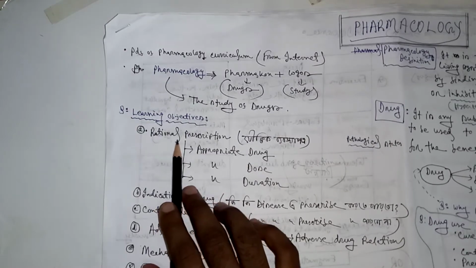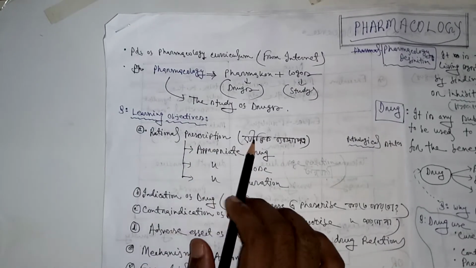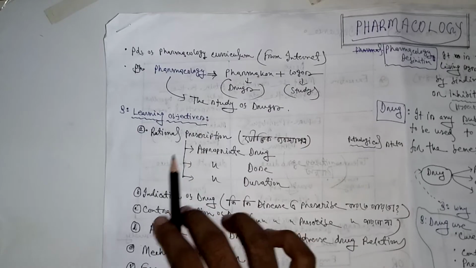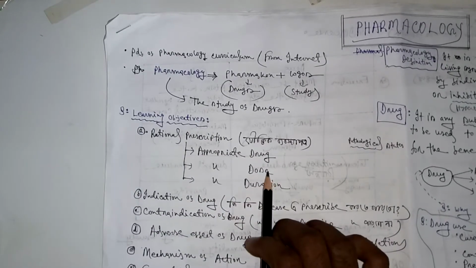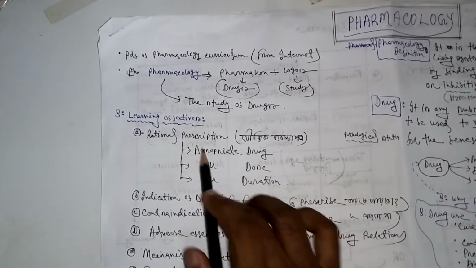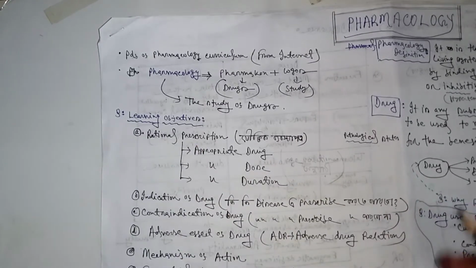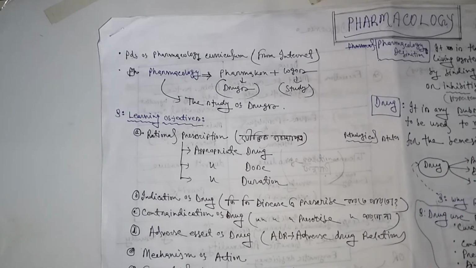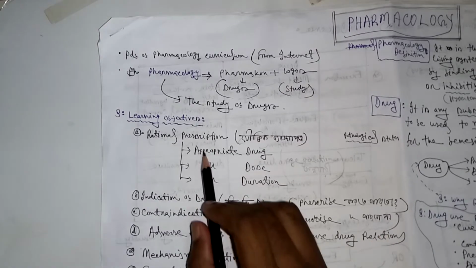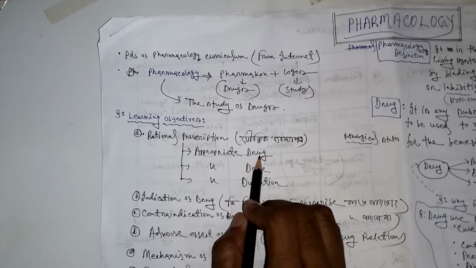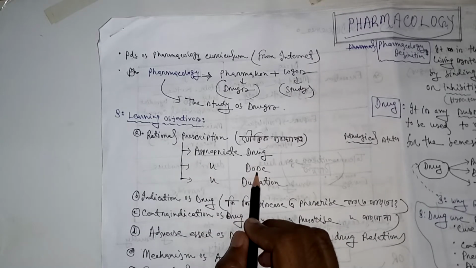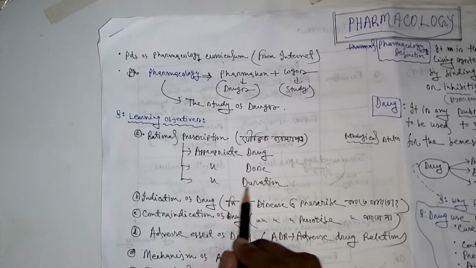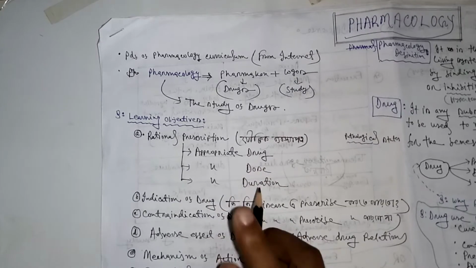At first, rational prescription. Rational means যৌক্তিক, prescription means ব্যবস্থাপত্র. In Bengali we say যৌক্তিক ব্যবস্থাপত্র. Rational means logical. If you are a doctor and a patient comes to you, you will have to diagnose the disease and prescribe some drugs or medicine to the patient. But in prescribing, you have to maintain three things. Number one, appropriate drug. Number two, appropriate dose. Number three, appropriate duration. These three things should be maintained.